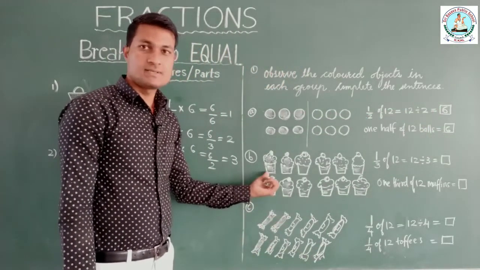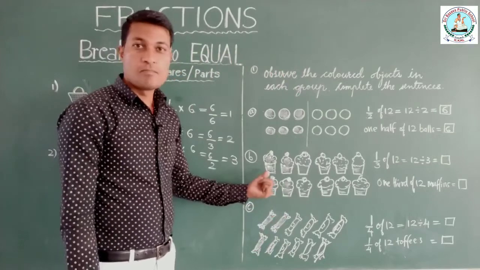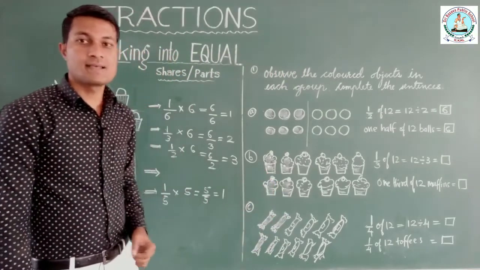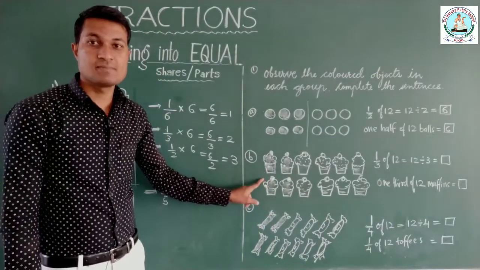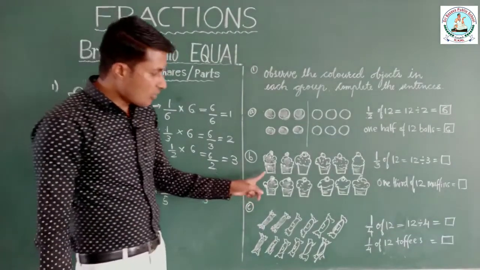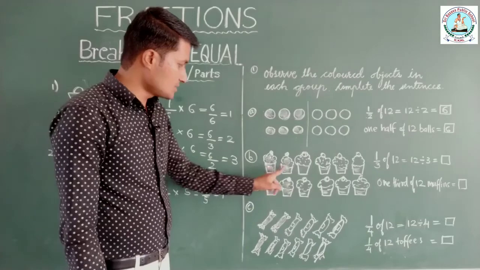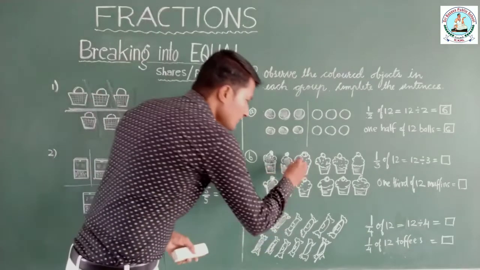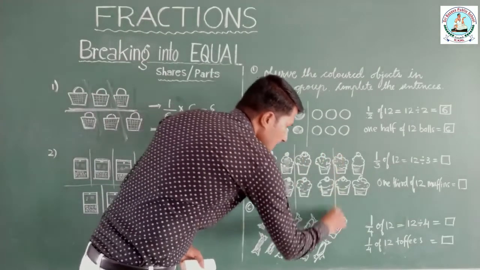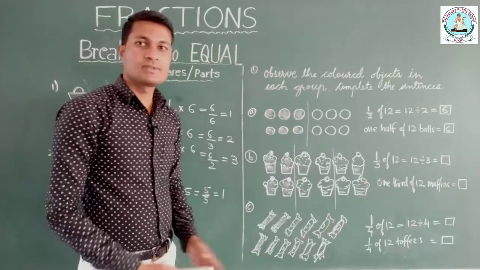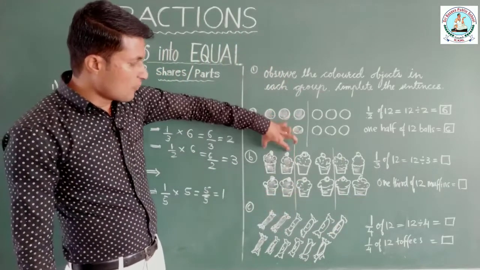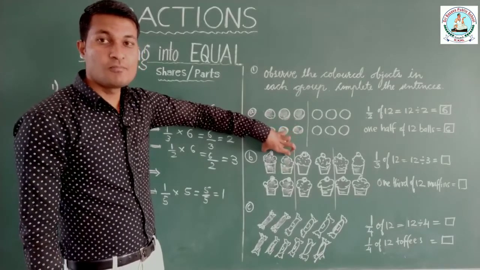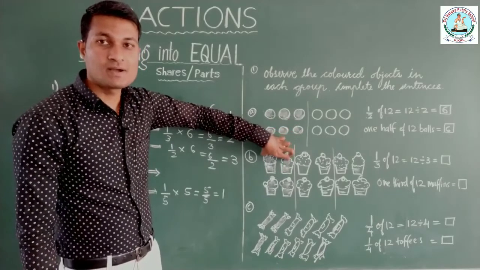Let's go for this. So as I said, these are muffins, or these are also called cupcakes. So right now they have given muffins in your textbook. So how many muffins are colored here? 1, 2, 3, 4. So one part, second part, and this is the third part. So there are 12 muffins. Then out of 12 muffins, 4 muffins are colored.